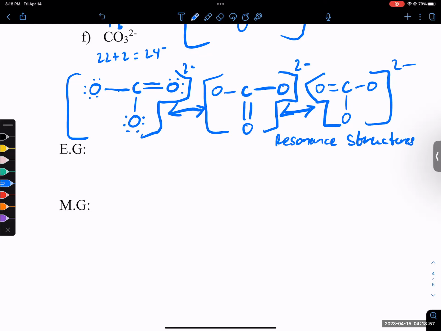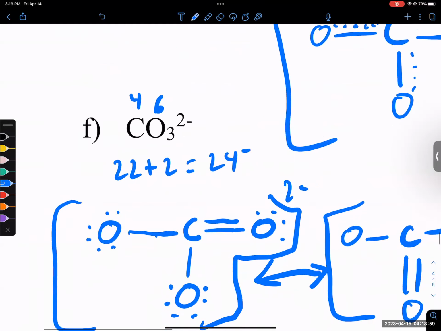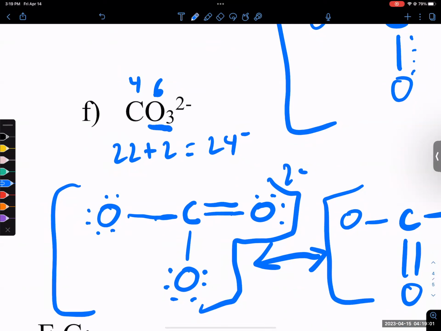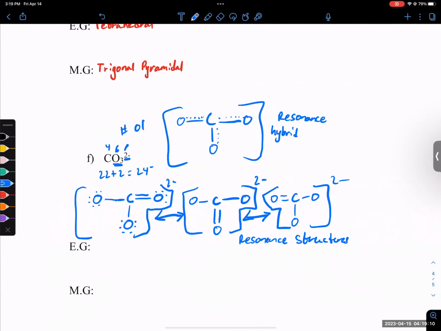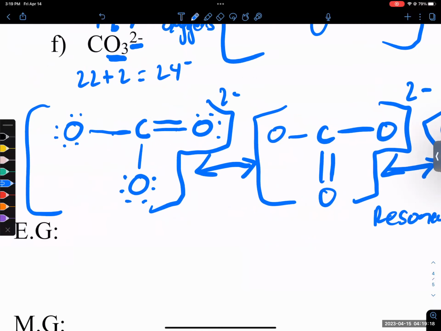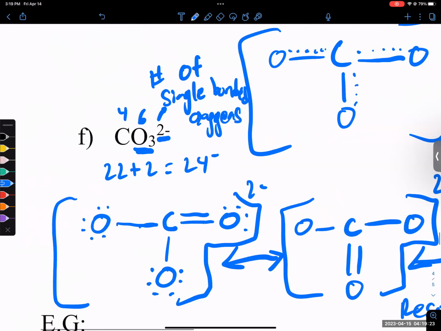All right. And another nifty trick is if you have a polyatomic ion with a charge, the charge tells you the number of single bonded oxygens. So in this case, as you can see, there are two single bonded oxygens. So this 2 minus right here tells you that there's going to be two single bonded oxygens.